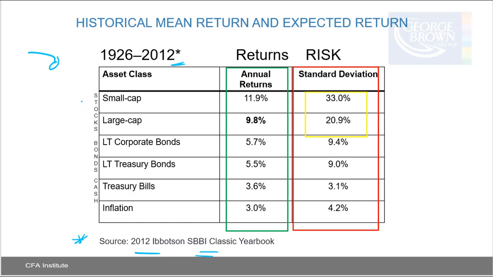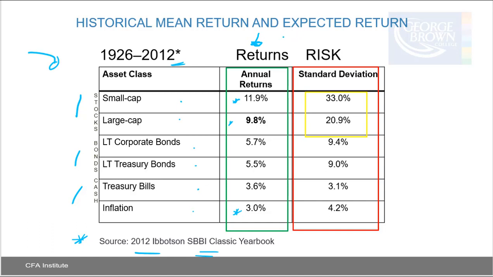So you can see here the asset classes: I've got stocks, I've got bonds, and I've got cash here, and that's the traditional asset classes. The traditional asset classes for a core portfolio are stocks, bonds, and cash. But the stocks, they break up into the small cap and the large cap, and for the bonds, they had long-term corporate bonds, long-term treasury bonds, T-bills, and then the inflation. You can see the inflation was at 3%, the small cap stocks 11.9%, large cap 9.8%. So that's fairly similar to the previous slide that we just saw with regards to the returns.